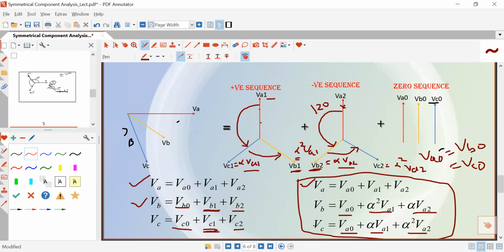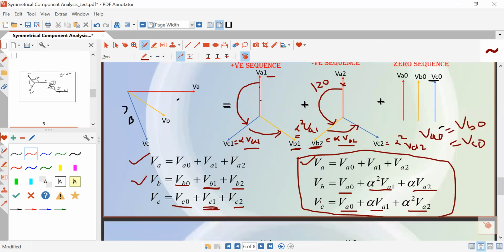What are you analyzing here? If you know the value of the phase sequence components of only one phase, for example phase A, then with this knowledge you can determine the unbalanced phasors VA, VB, and VC. And in this, the alpha operator plays a vital role. So knowledge of the alpha operator is very important to find the unbalanced phasors from only the phase sequence components of phase A. This technique is called symmetrical component analysis.